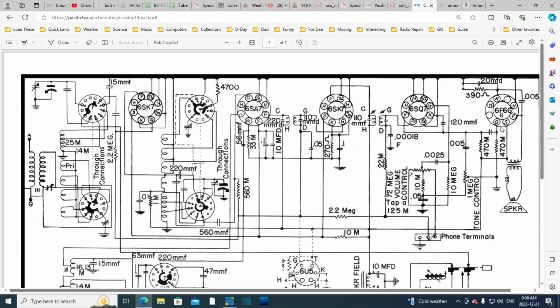That's my theory. I don't have any other explanation for how you can possibly get something happening on the grid here when this capacitor is missing. Okay, I'll leave it at that. There probably are other ideas, probably are other methods.